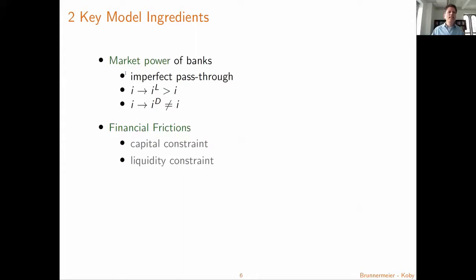So the first key ingredient of the model is that the banks have some market power. And the second key ingredient is financial frictions. The financial frictions can be capital constraints or liquidity constraints. They can either be regulatory constraints or economic constraints coming from some principal-agent setting, which we don't microfound here. We just take them as given and see what the implications of these financial frictions are.